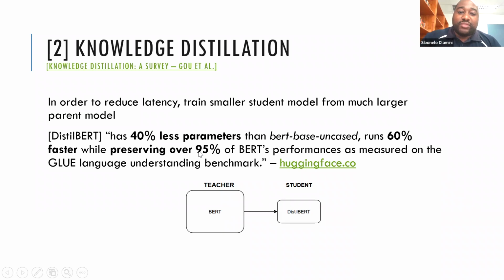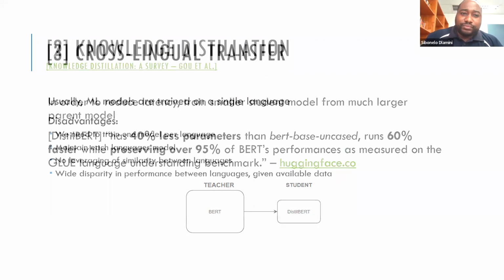over 90%, 95% of BERT's performance, which is also very important because when we take this large teacher model and we train a smaller student model to do the same task that the teacher model does, we don't want to get a massive reduction in terms of performance. We still want to maintain that really great performance, but with a much smaller and faster model. So that is knowledge distillation.